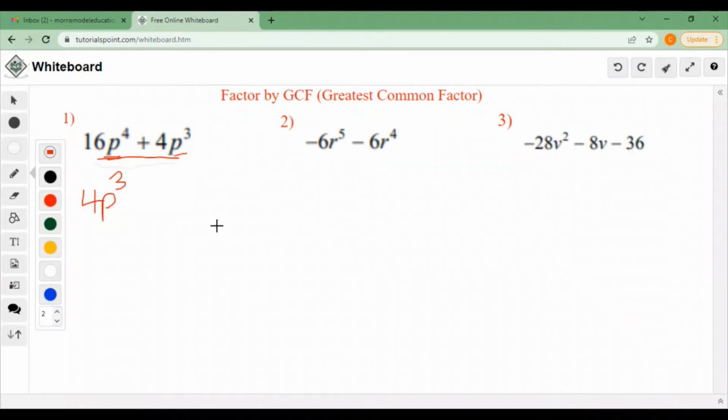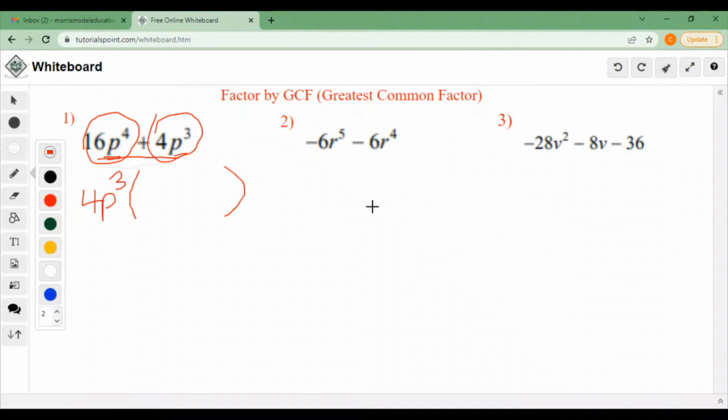So we just found out the GCF between 16p to the fourth and 4p to the third was 4p to the third. Now comes the process where we have to divide each term. So the 16p to the fourth, we have to divide that by our GCF, 4p to the third. We have to also take 4p to the third and divide it by 4p to the third. And they go in the parentheses.